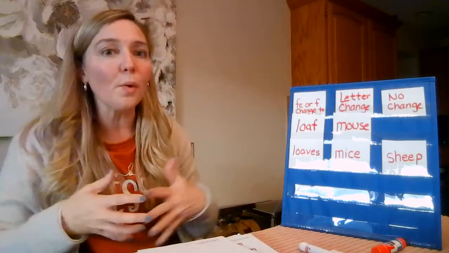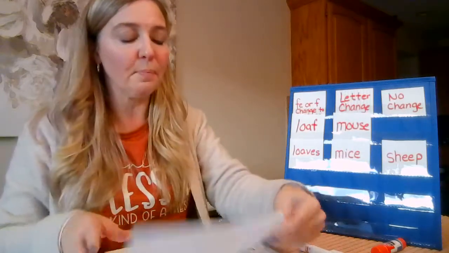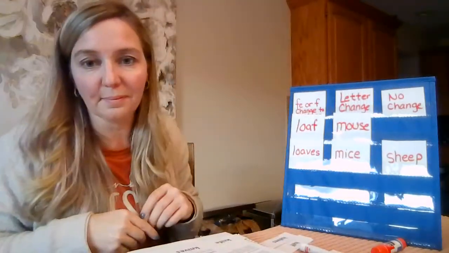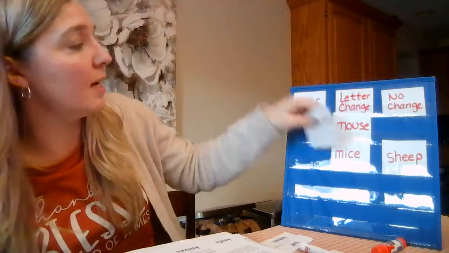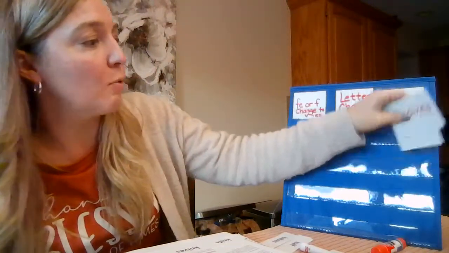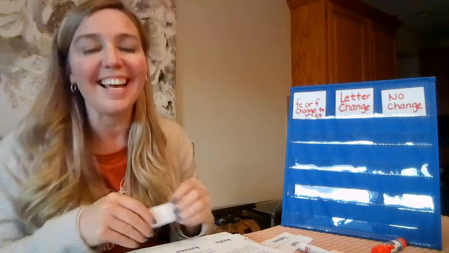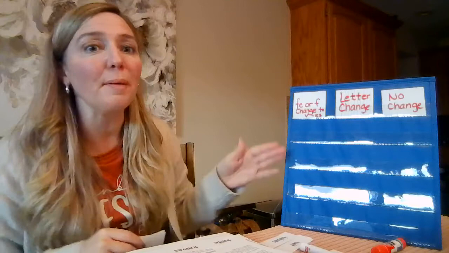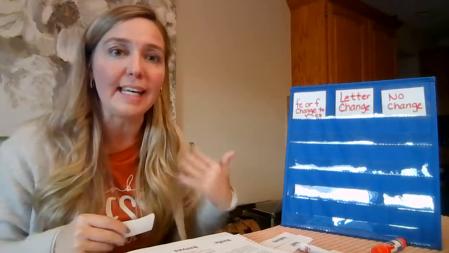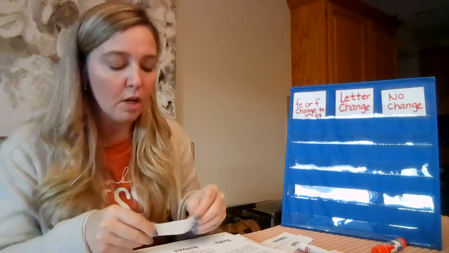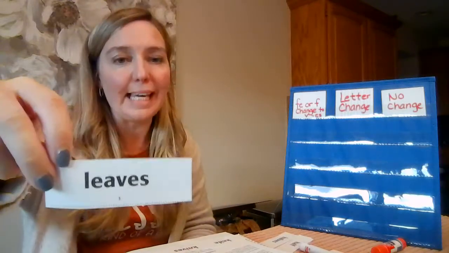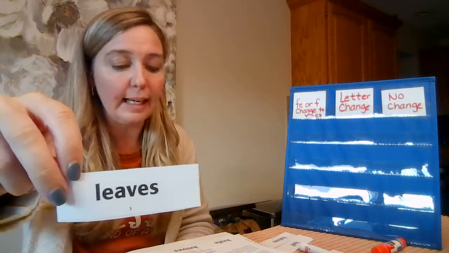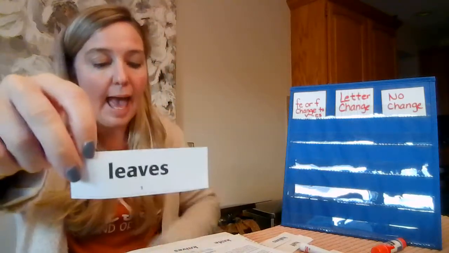So now we're going to do more examples together. Okay, so I'm going to take these words off and I am going to be showing you some words that are singular and plural. And we are going to decide where do we put each plural and singular word on our chart. So I'm going to start with this word, leaves. When I look at this word leaves, I see that leaves ends with V-E-S.